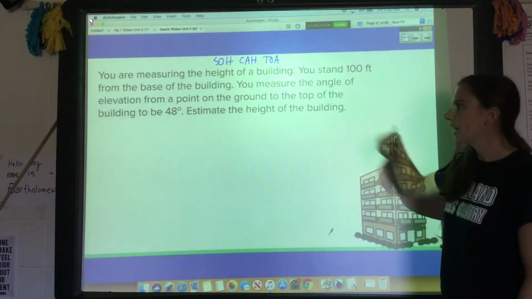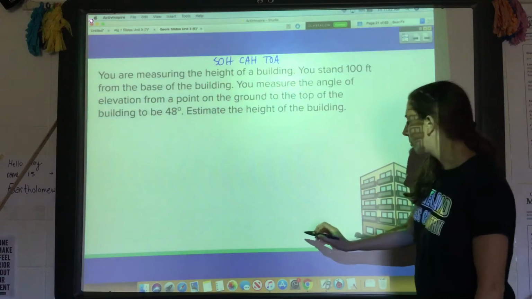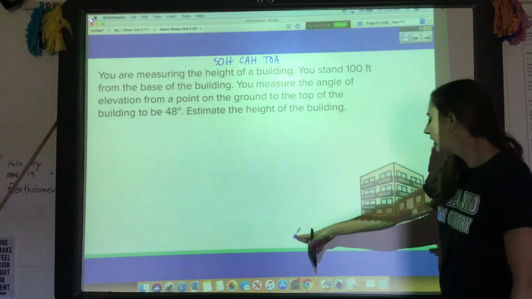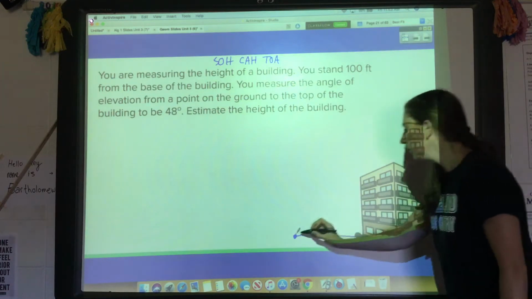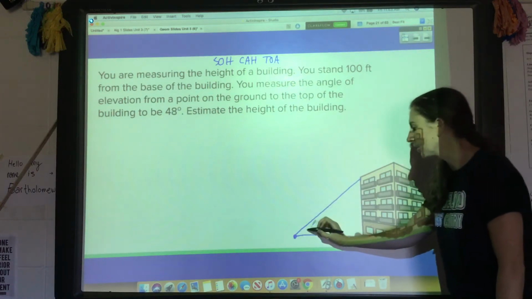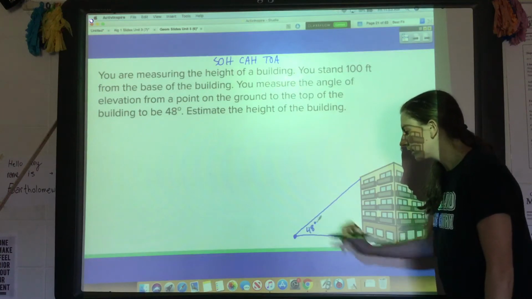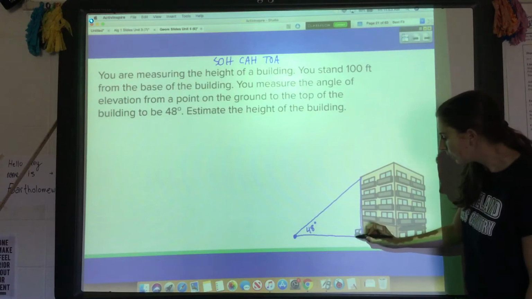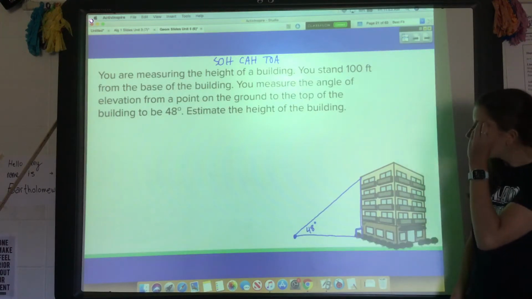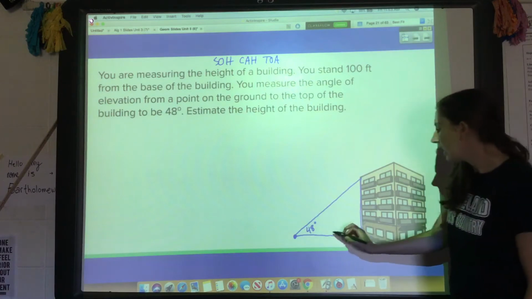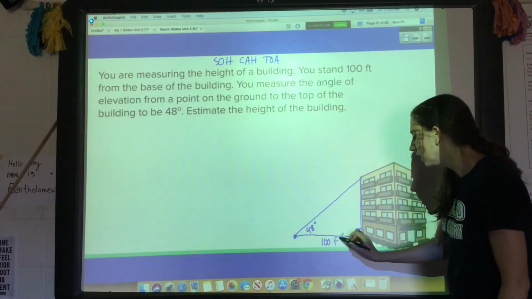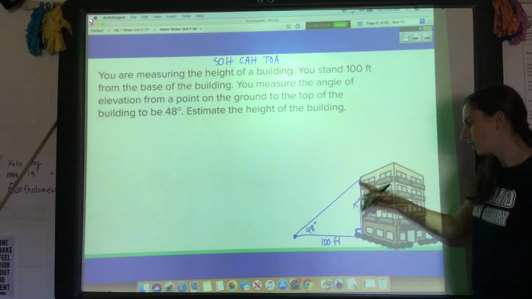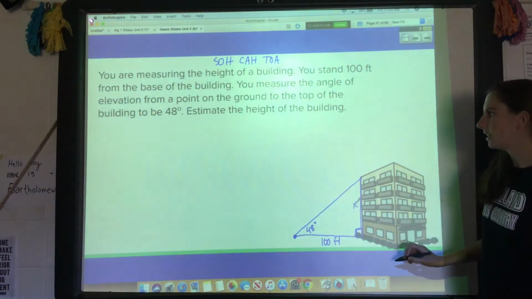So it says you measure the angle of elevation from a point on the ground. Say you're standing right here. From a point on the ground to the top of the building, you measure that to be 48 degrees. Estimate the height of the building. This forms a right triangle, and it says you're standing 100 feet away. So this distance here is 100 feet, and I want to know this distance, the height of the building. I'll call it x to represent the height.